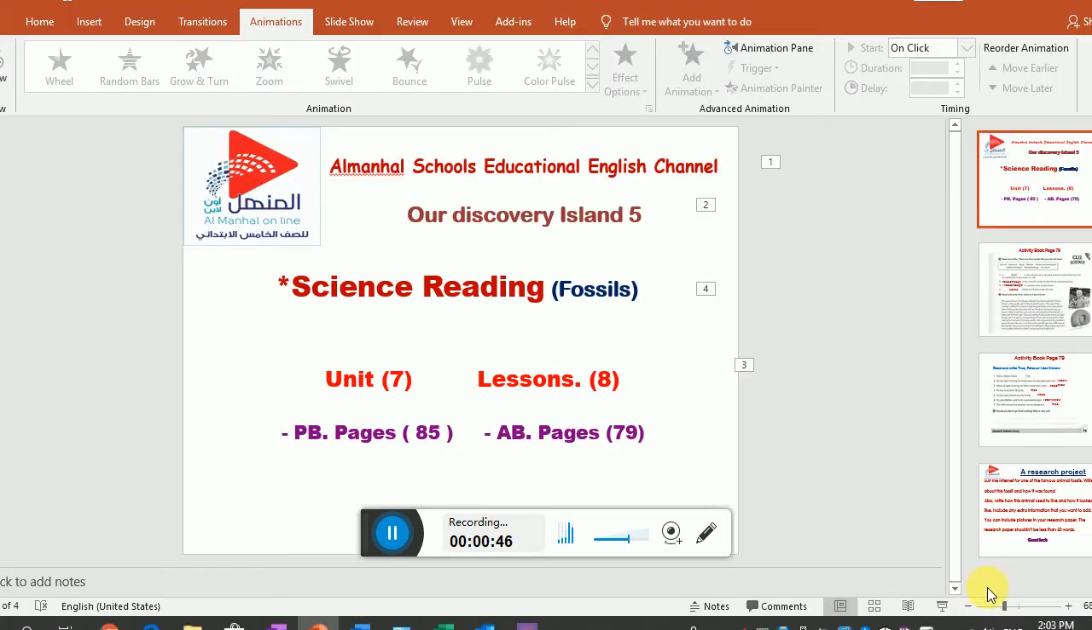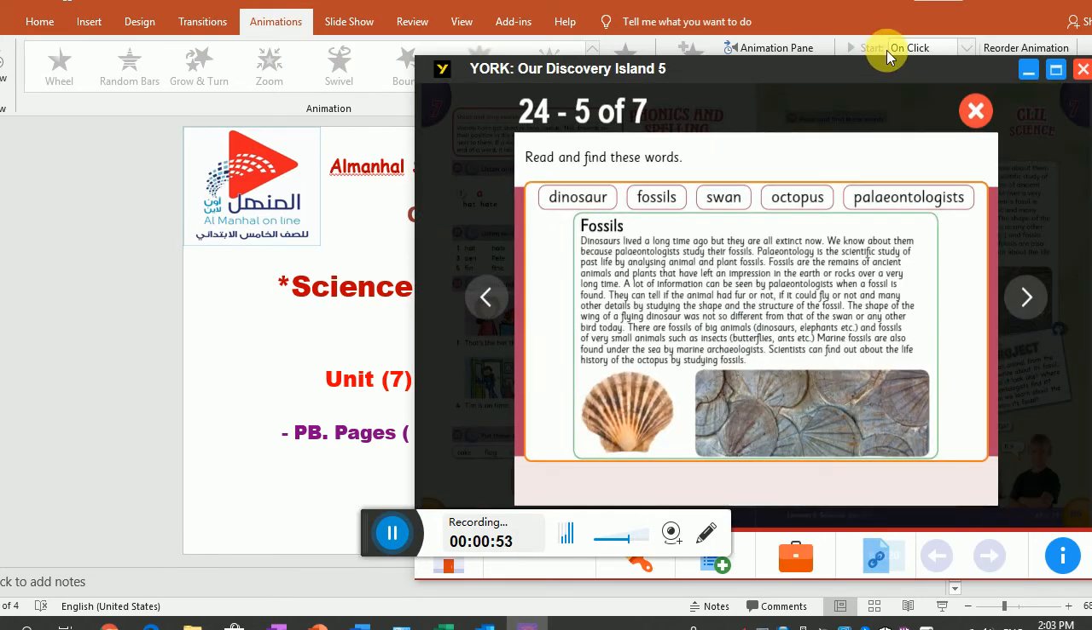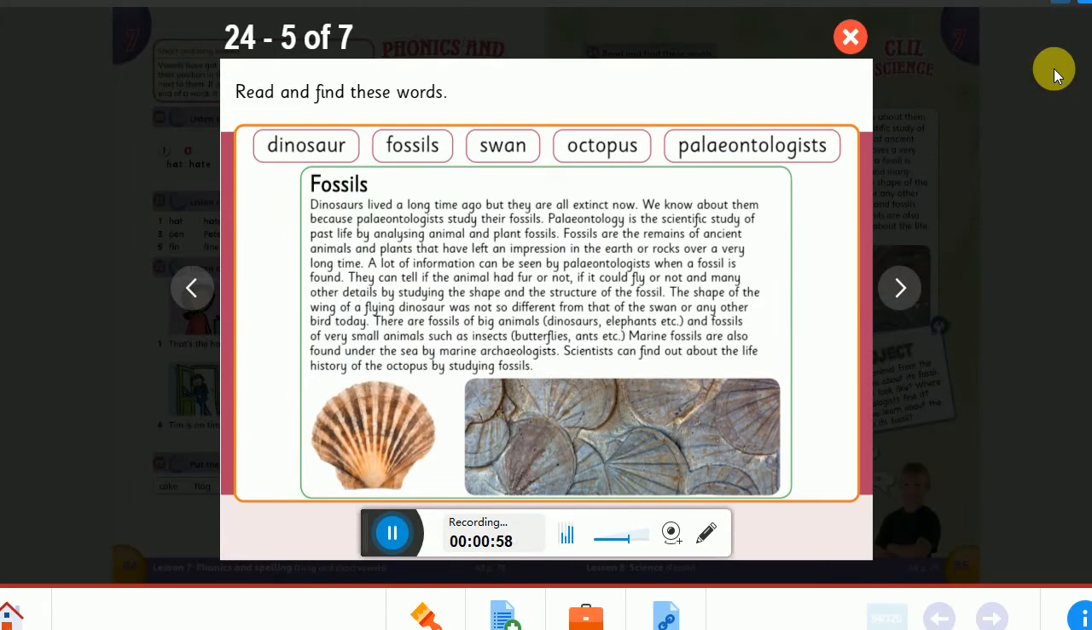Before we start our lesson, I'm sure that you have many questions in mind, and please keep these questions in mind. The first question, I'm sure you have it: What are fossils and where do they come from? And why do scientists or paleontologists study fossils? Why is it important for us to find fossils? By the end of our lesson today, you're going to find all the answers to your questions. Bismillah ar-Rahman ar-Rahim. Let's start.